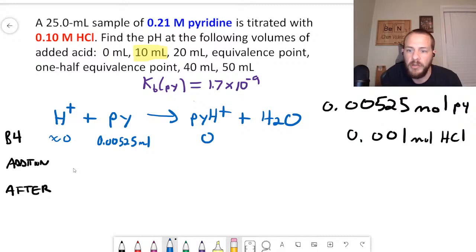And then what is the addition? Well, the addition is 0.001 moles of HCl, right? And so again, what that acid is going to do is convert a stoichiometric amount, in this case 0.001 moles of pyridine, to the conjugate acid of pyridine. Hang on.